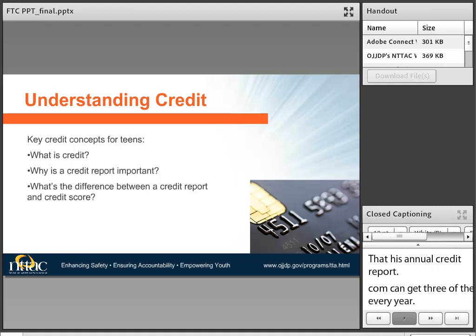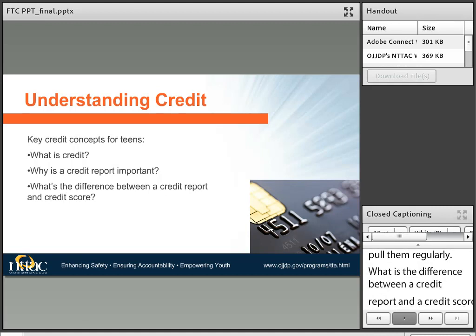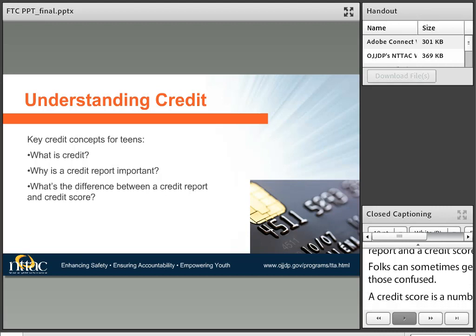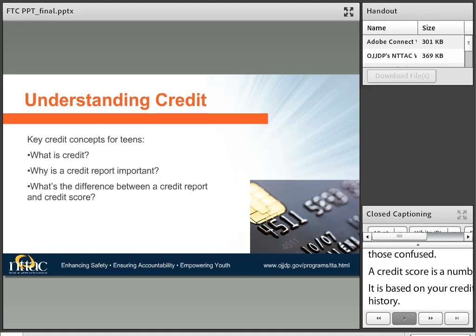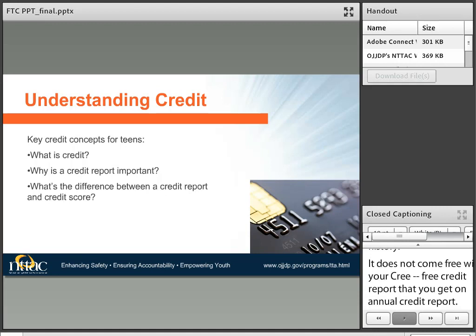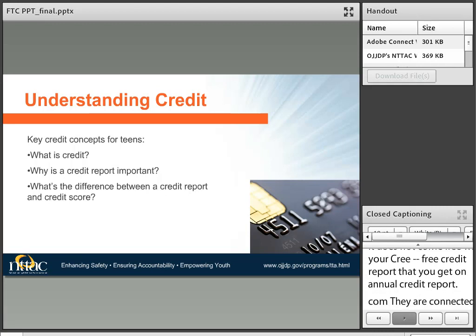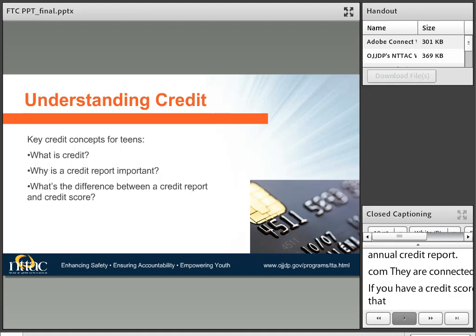So what is the difference between a credit report and a credit score? Folks can sometimes get those confused. A credit score is a number, but it's based on your credit history. But it doesn't come free with your free credit report that you get on annualcreditreport.com. But they are connected. A credit score matches your credit history. If you know your history is good, your score will be good. A higher score means you have good credit, and a lower score means you have bad credit. And different companies can have different scores. Typically the range is between 300 to around 850.